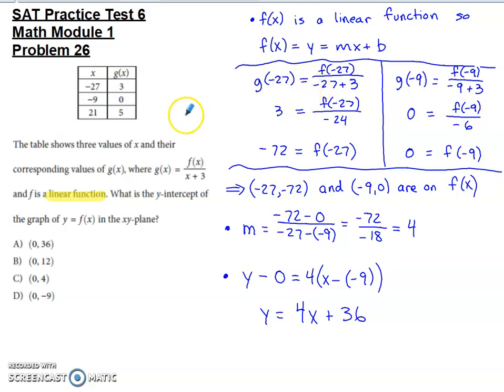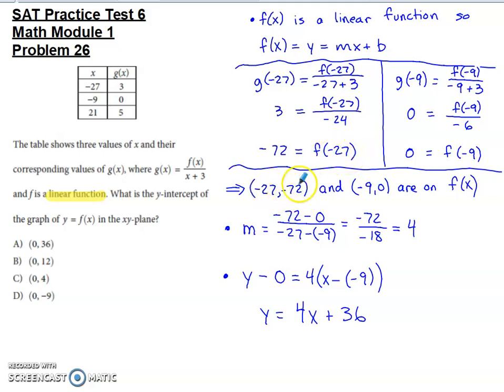Now, I know what the value of g of negative 27 is. They tell me that in the table. G of negative 27 is 3. So I replace g of negative 27 with the value from the table. Simplifying that denominator is going to give me a negative 24. And what that allowed me to determine is that the value of f at negative 27 is negative 72. I just multiplied the left side of the equation by negative 24 to isolate f of negative 27.